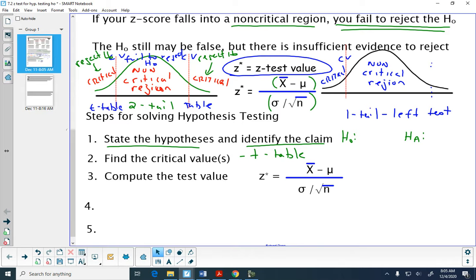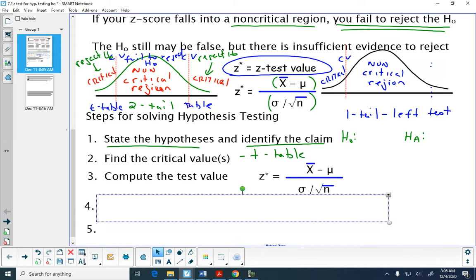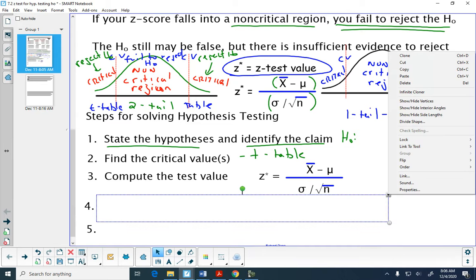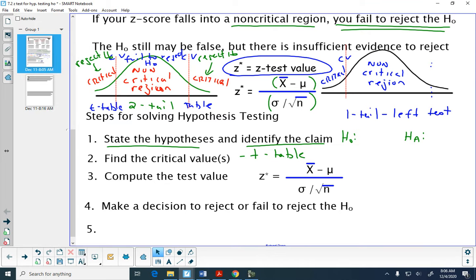So we compute the test value, x bar minus mu divided by standard deviation divided by square root of n. Step 4, make a decision to reject or fail to reject the null hypothesis. If I fall in the critical region, I will reject the null hypothesis. If I have fallen in the non-critical region, I fail to reject the null hypothesis.